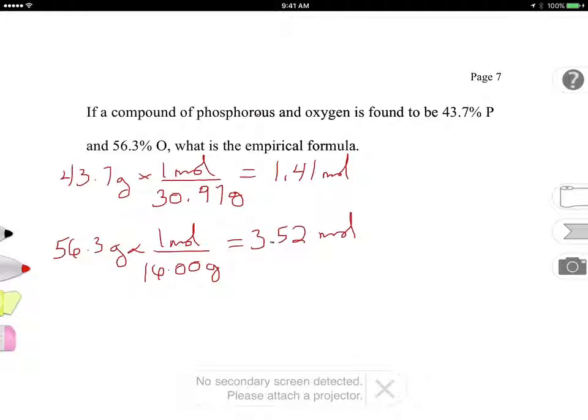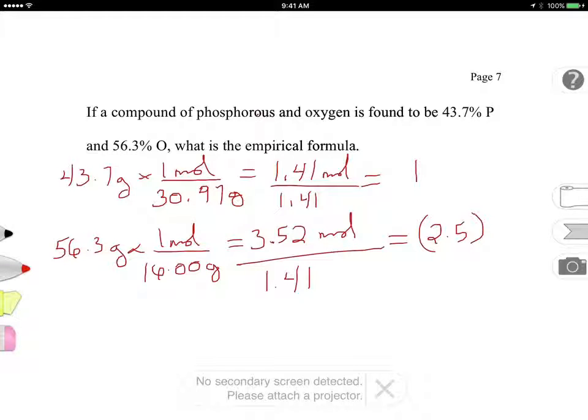3.52 moles. Again, divide by the smallest number, so that's the 1.41. 1.41, okay? Whole numbers, we're going to get a 1. But now when we get this one, it ends up to be 2.5. Now that's too far to round up. So what we're going to do here is we're going to multiply everything by 2, because I have to do all of them, okay? If you multiply by a number, you got to do the same to the other. So our empirical formula then is going to be P2O5.